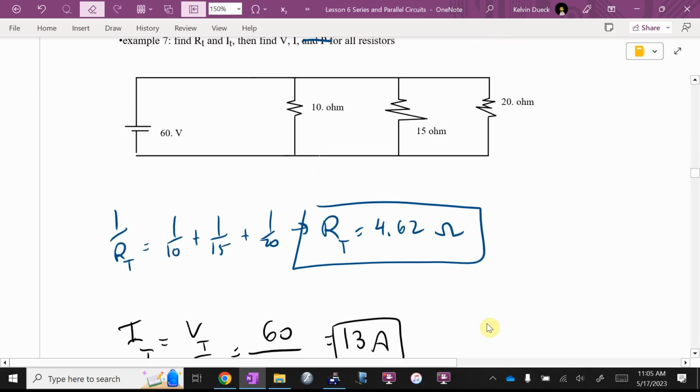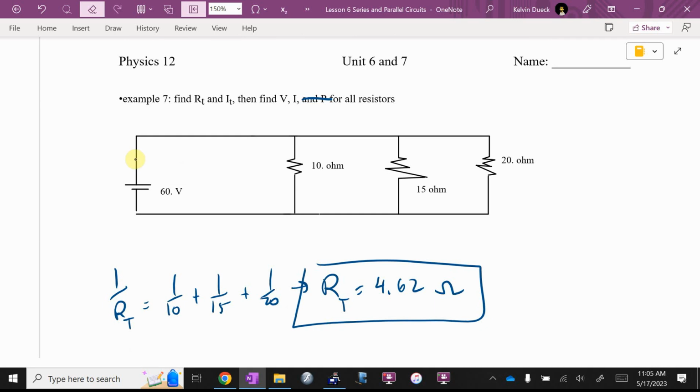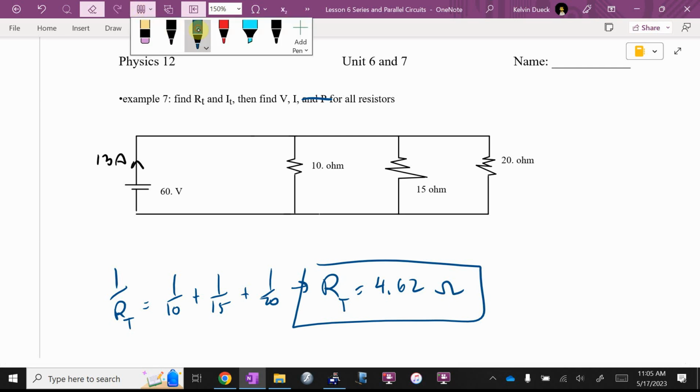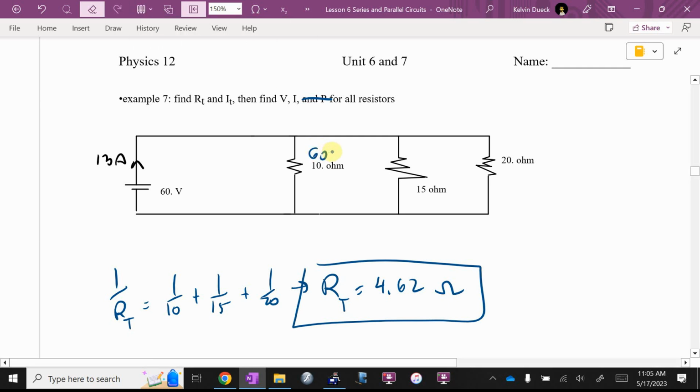Kate, do I now know the current leaving the battery? Say yes. This question's going to fall apart. And then we want me to find V and I for all resistors. Well, we already answered part of this. We said, look, that's going to be 60 volts, 60 volts, and 60 volts because each one of them gets you to the bottom of the chairlift.